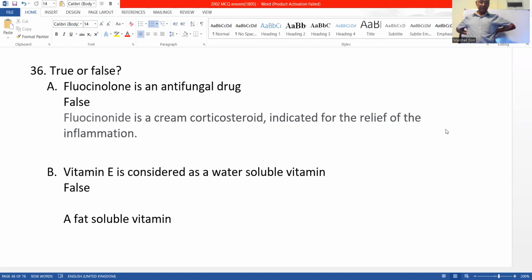Fluocinolone is an antifungal drug that is a steroid drug. Not antifungal, steroid. B, vitamin E is considered a water-soluble vitamin. There are two kinds of vitamins. One is the water-soluble type, the other is fat-soluble. Vitamin E is not water-soluble. The fat-soluble vitamins are vitamin A, D, E, and K.